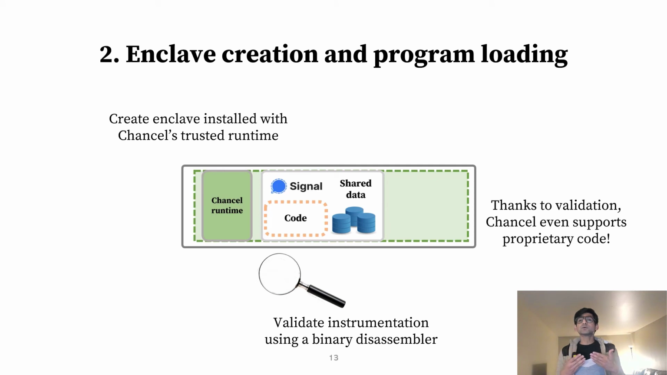Thanks to this, Chancel can support proprietary code. We don't really need the source code of the service. We only need to make sure the service is instrumented, and we can do that by just using a disassembler.